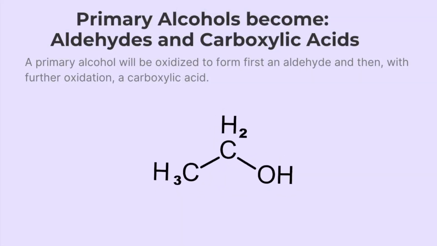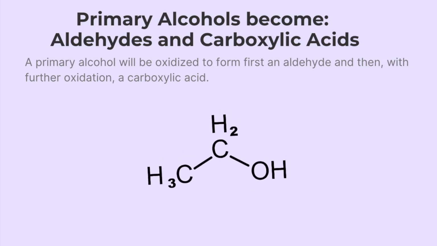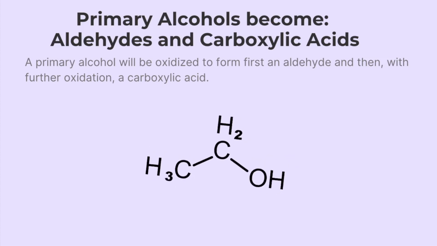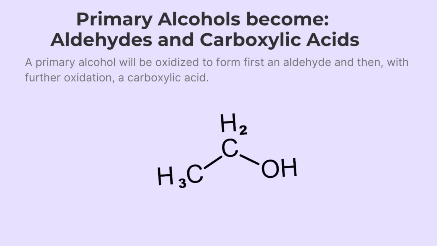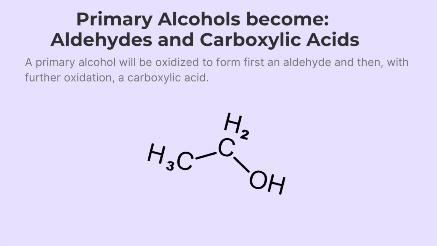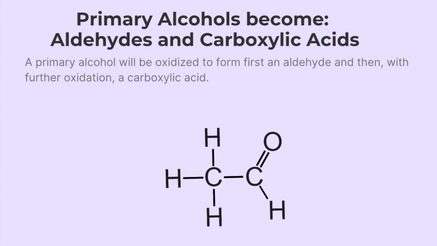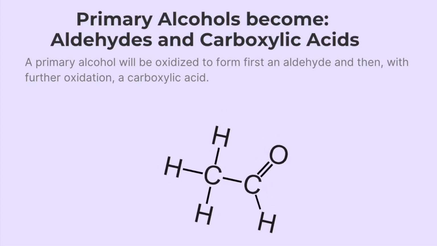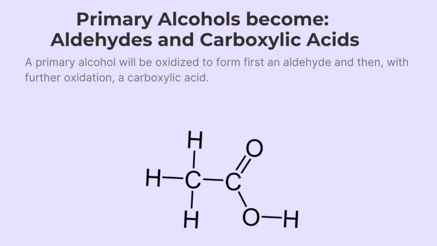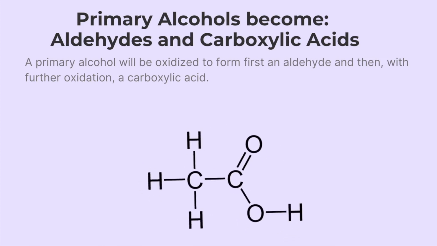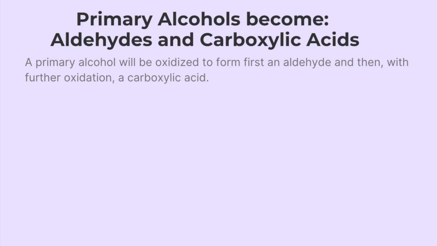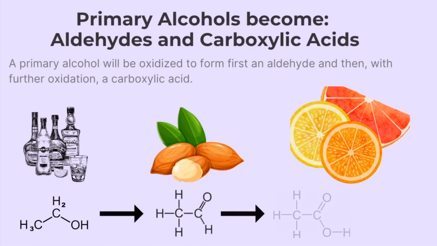Now let's get into the nitty-gritty of primary alcohol oxidation. Imagine the primary alcohol as the starting point. When the reaction heats up and an appropriate oxidizing agent is added, the OH group takes on a new identity as an aldehyde. And if things keep going, it forms into an acid, a carboxylic acid. It's like a chemistry glow-up, transforming step by step to become something new, beautiful, and potentially quite tasty if you like almonds and citrus fruit.